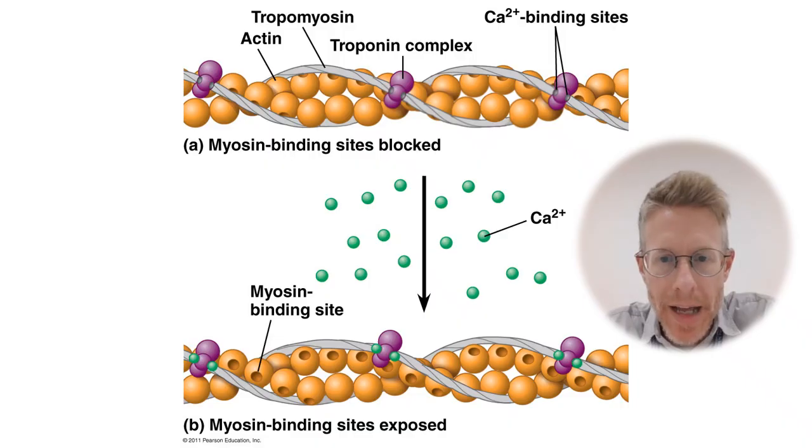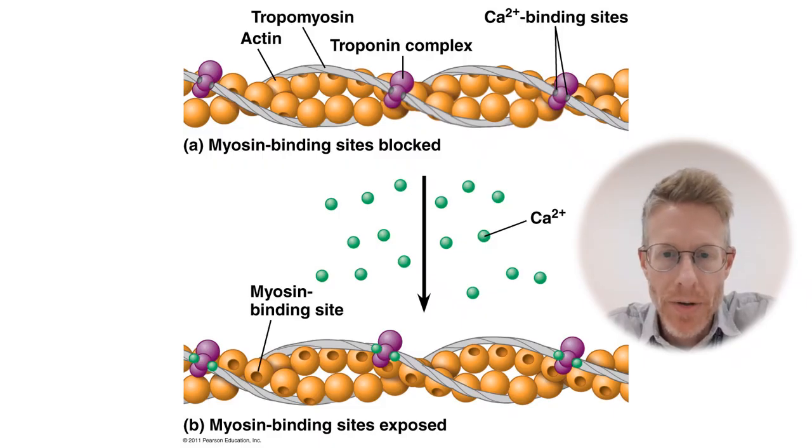And here you can see that nicely shown in the zoomed in look at the actin filament with the myosin binding sites. On the top, you can see all those binding sites. They're sort of represented by little holes inside the actin subunits. Those binding sites are blocked by the tropomyosin. And you can see how the calcium ions, represented by the little green dots, bind to the troponin, to this troponin complex. It's more than one protein.